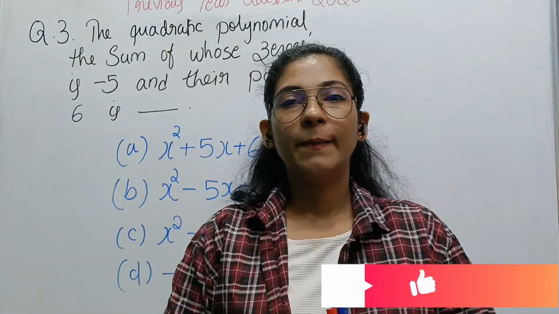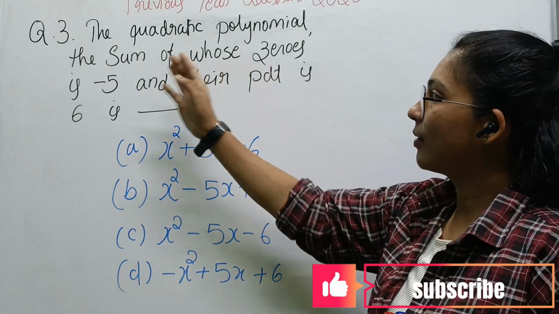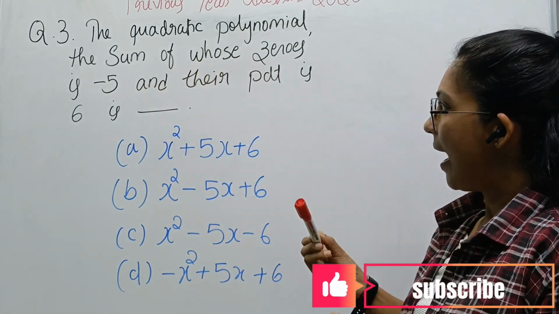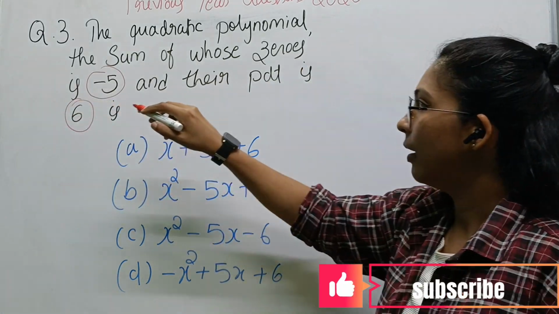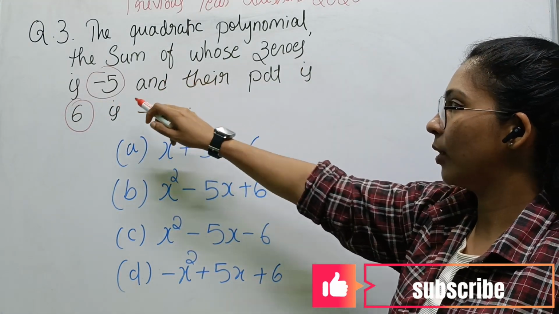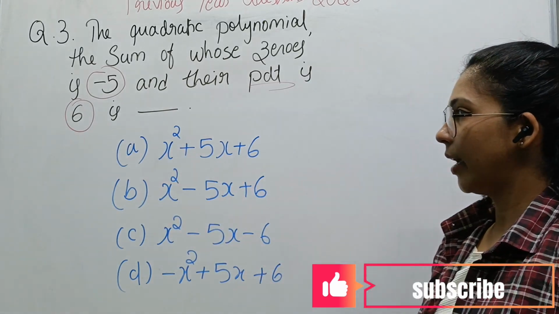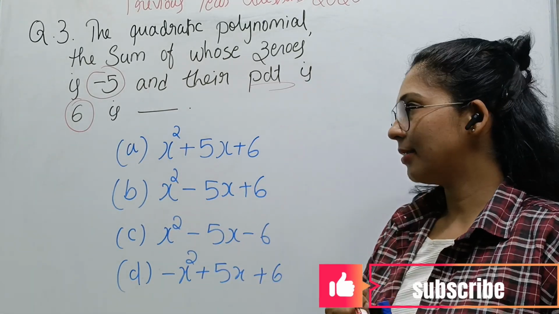The third question is: the quadratic polynomial, the sum of whose zeros is minus 5 and their product is 6. The sum of the zeros of the quadratic polynomial is minus 5 and their product is 6. So which is the polynomial? This is the question.